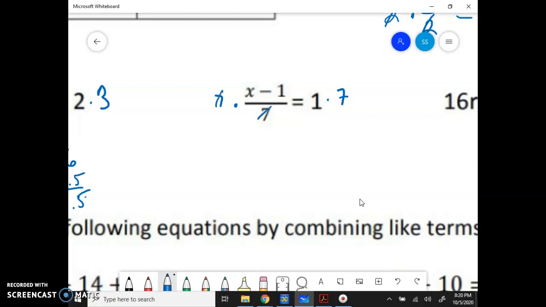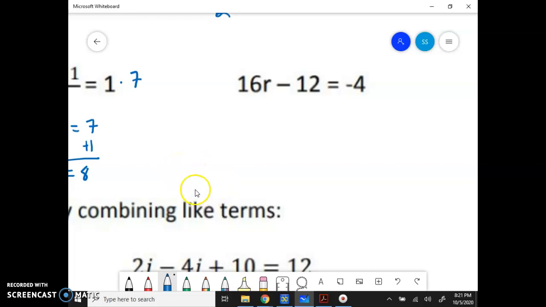This will cancel out the 7s, and you're going to be left with x minus 1 is equal to 1 times 7, which is 7. Now I just want to isolate x by doing the inverse operation of subtraction and add 1 on both sides. I'm left with x is equal to 8. All right, moving on.